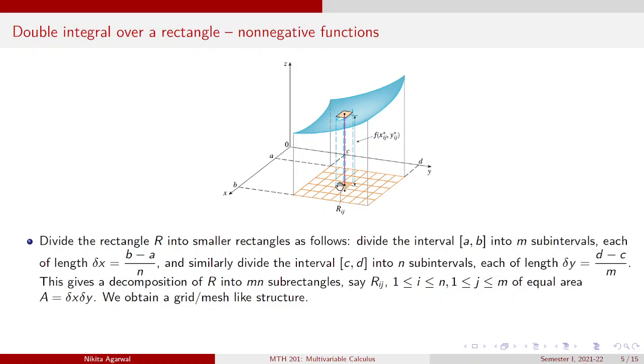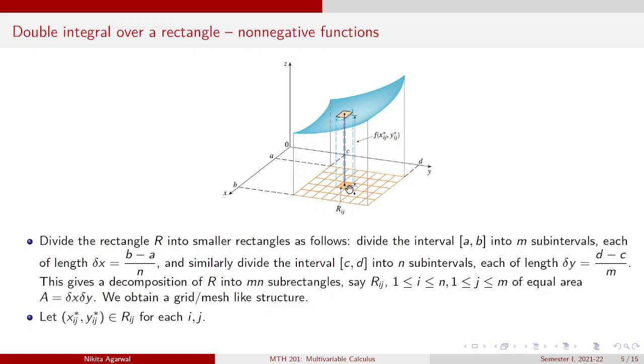And what is the area of each subrectangle? It's going to be equal and it's going to be delta x times delta y, right? Because this is how we have made the partition. So we obtain a grid or mesh-like structure as shown here. Okay. So now in each subrectangle, you pick a point. So let me call that point (x_ij star, y_ij star). You pick any point.